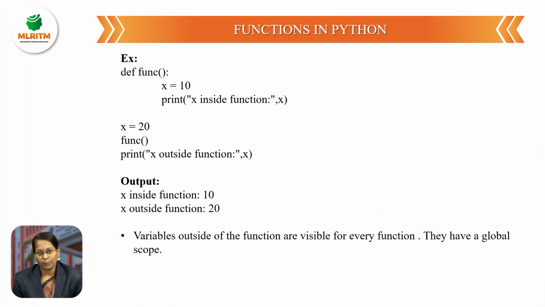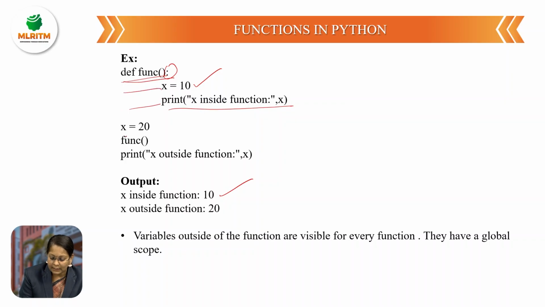Example for scope and lifetime of a variable. Here we are defining a function, def func. Func is the function name, and this is the function header, which ends with a colon. x is equal to 10. This x is equal to 10 is local to this function. So inside the function, the x value is 10. When we are out of the indentation, x is equal to 20. It is not in the indentation, that's why it is global.